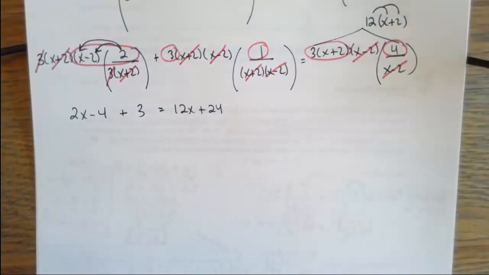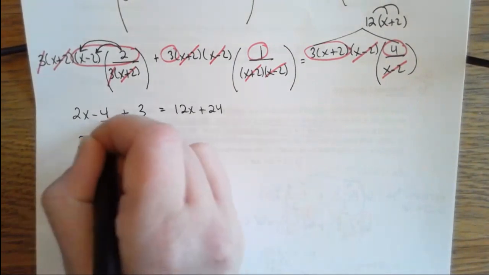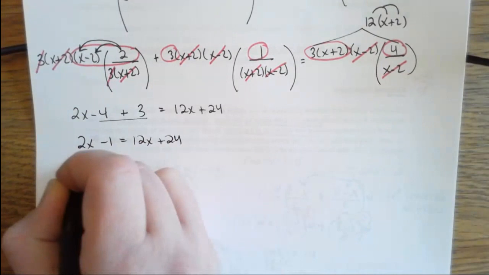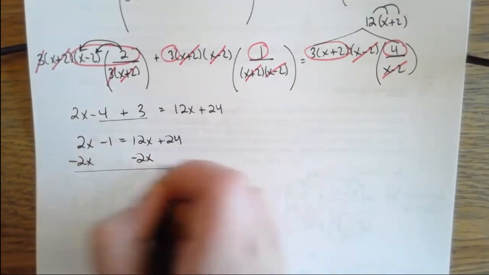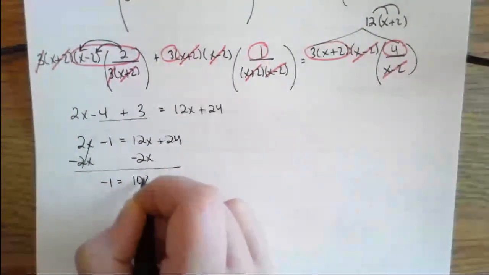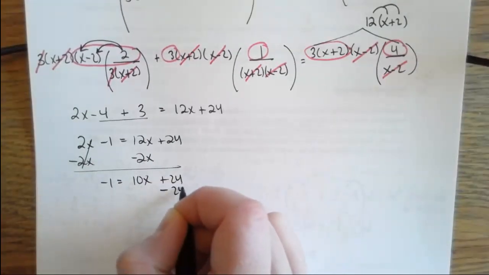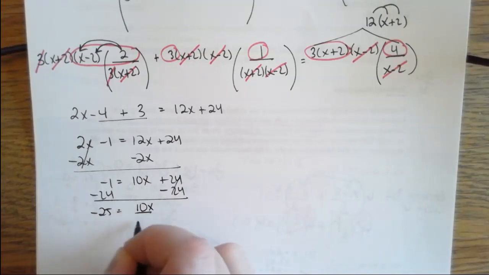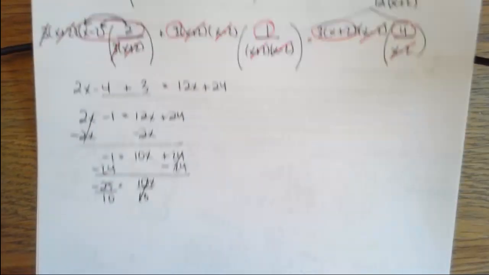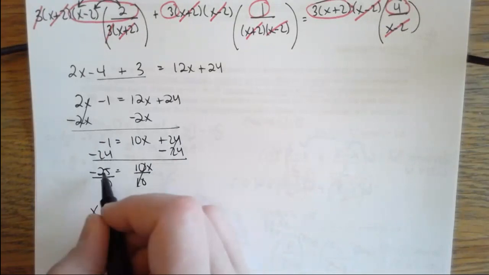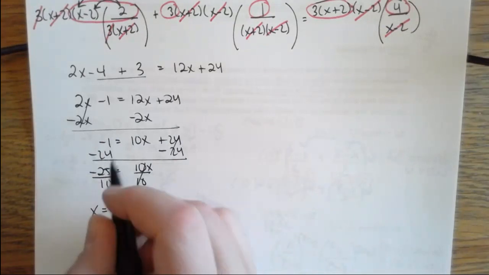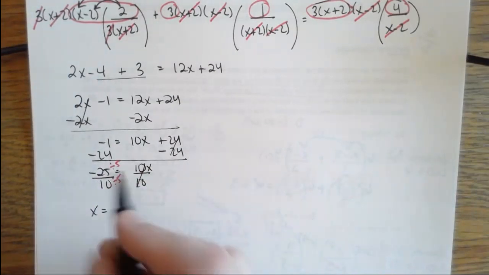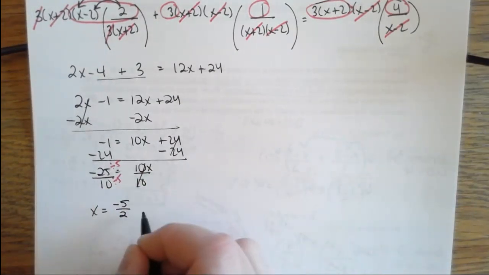Now I'm going to go ahead and keep solving. On the left, I'm going to combine my like terms there. I'm going to subtract the 2x from both sides. I'm going to subtract the 24. And I'm going to divide by 10. And finally, I get that x is equal to, these can both be divided by 5 to simplify that fraction. So I have negative 5 over 2.